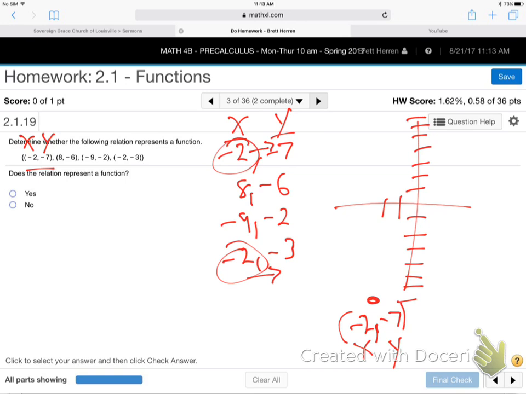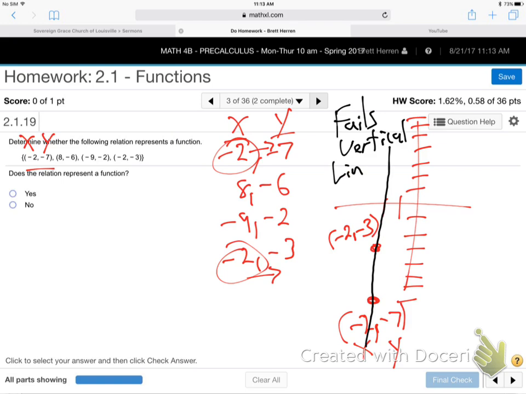Hey, let's put it on the graph. I already did -2, -7. Let's put -2, -3 on the graph. This will be right here, isn't it? Back 2, down 3, back 2, down 3. This is back 2, down 7. What do you notice about those two dots? It's not past the vertical line. It fails the vertical line test.